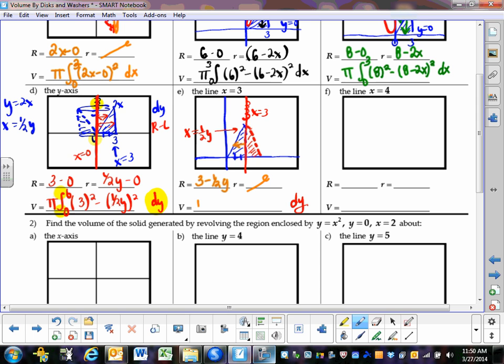So our volume is pi radius squared. We're doing a dy question. So that means we have to have the y values for the limits, so from 0 to 6. So this time the height is from 0 to 6, so that's dy.